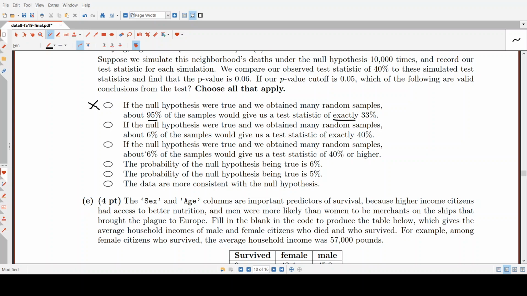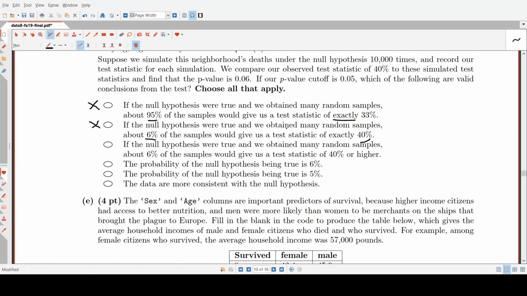The second one says, if the null were true and we obtained many random samples, about 6% of samples would give us a test statistic of exactly 40%. So this one is also false. This 6% comes from the p-value, but this is an incorrect application of the p-value. We don't know anything about how many samples would give what test statistic because it's a random process.